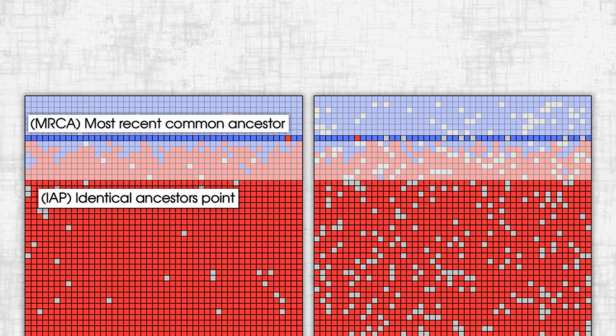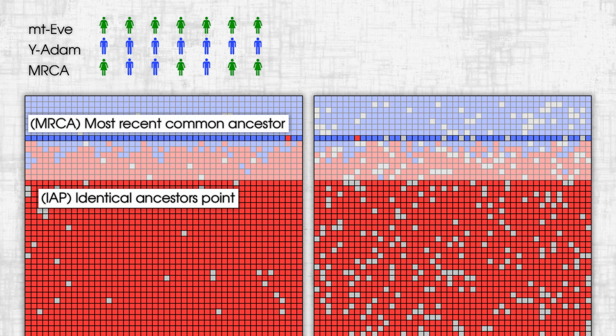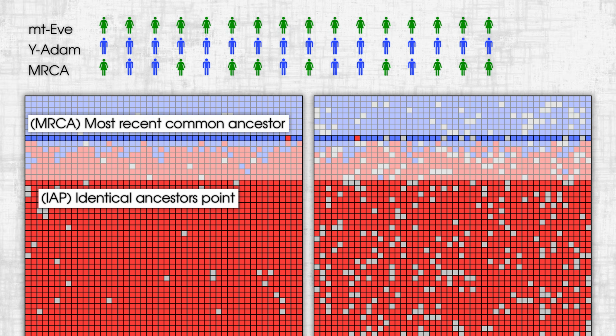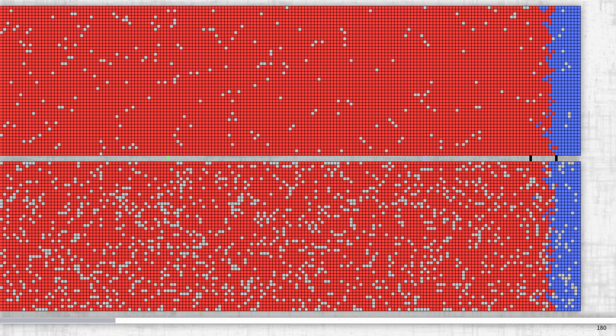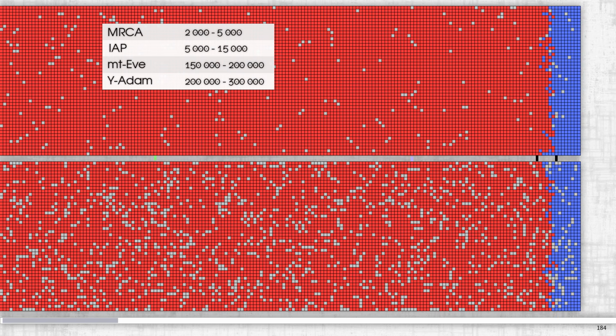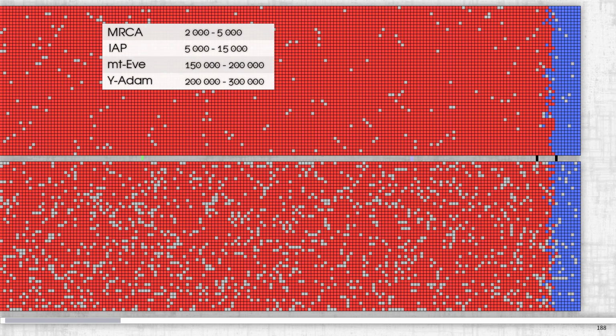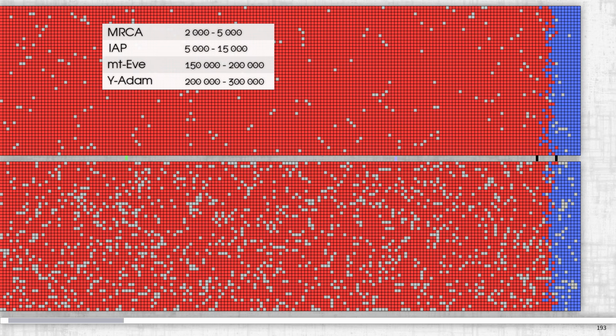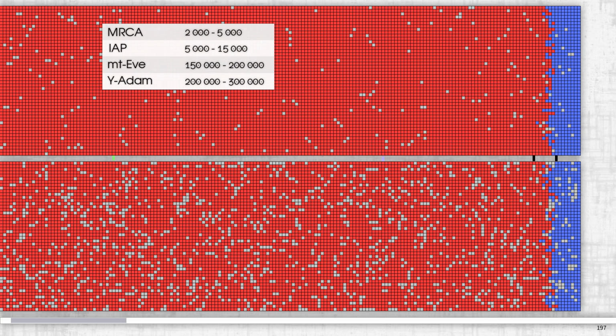From mitochondrial Eve, you can trace a maternal lineage to any person in the last generation. From Y-chromosomal Adam, you can trace a paternal lineage to any man in the last generation. From any person marked in red on this diagram, you can trace a mixed lineage to any person in the last generation. Scientists estimate that our most recent common ancestor lived between 2 and 5,000 years ago, while the identical ancestors point begins between 5 and 15,000 years ago.